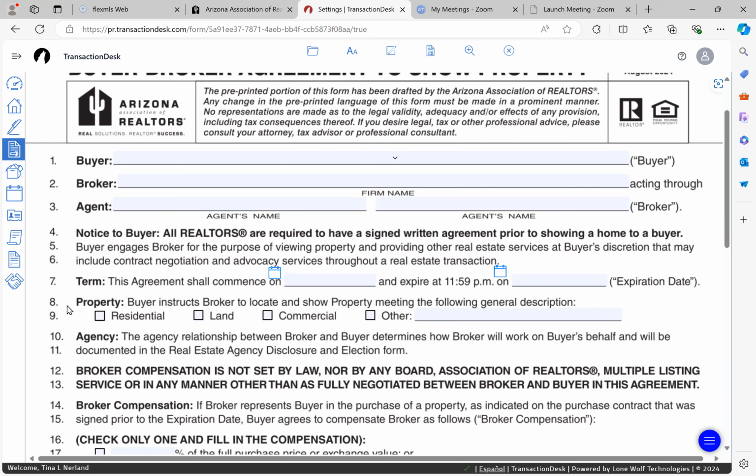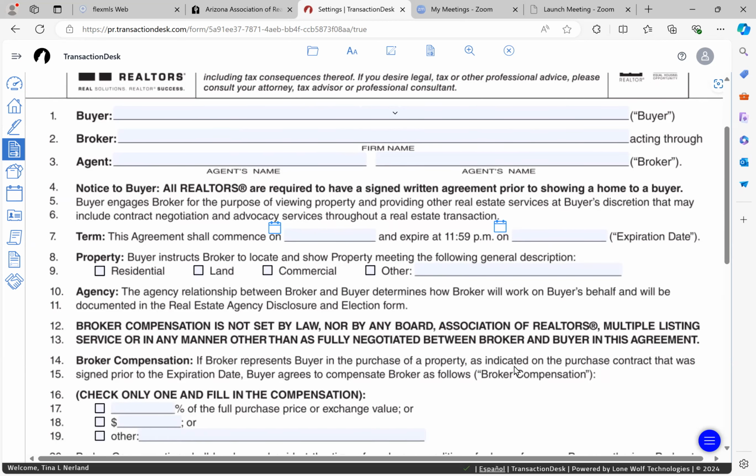So you do want to have them sign not only this, but also that if we're going to go show them houses. Broker compensation is not set by law, nor by any board, association of realtors, multi-listing services, or in any manner other than as fully negotiated between the broker and the buyer in this agreement. Broker compensation: if broker represents the buyer in the purchase of a property as indicated on a purchase contract that was signed prior to the expiration date, the buyer agrees to compensate broker as follows.